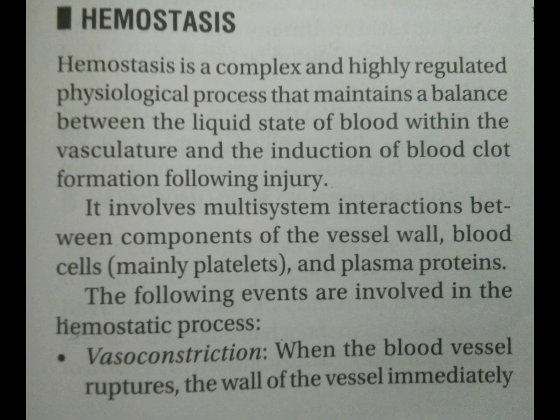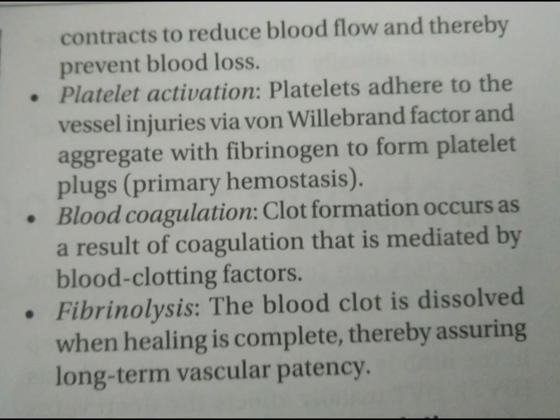First, vasoconstriction. When the blood vessel ruptures, the wall of the vessel immediately contracts to reduce blood flow and thereby prevents blood loss. Second, platelet activation. Platelets adhere to the vessel injury via von Willebrand factor and aggregate with fibrinogen to form platelet plugs. This is primary hemostasis.